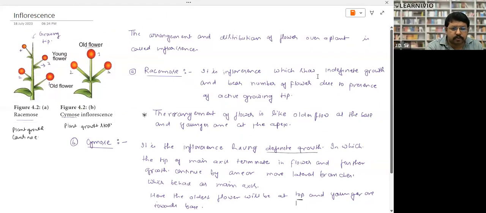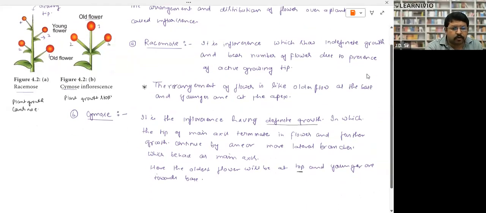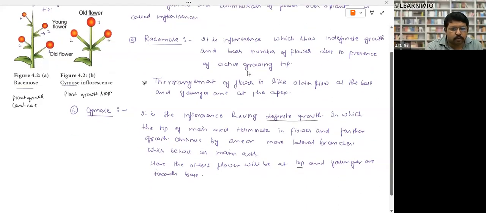In racemose inflorescence, which shows indefinite growth, it bears a number of flowers due to the presence of an active growing tip. The arrangement of flowers is such that the oldest flower is at the base and the youngest flower at the apex. Note that down, and the tip keeps on growing. This way, these both questions happen.